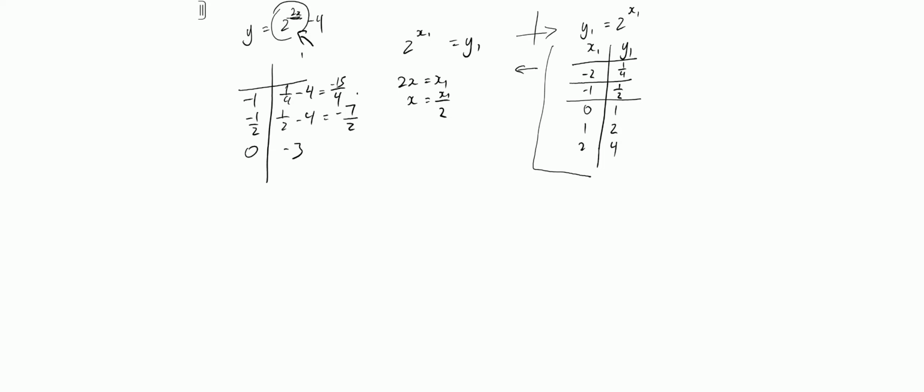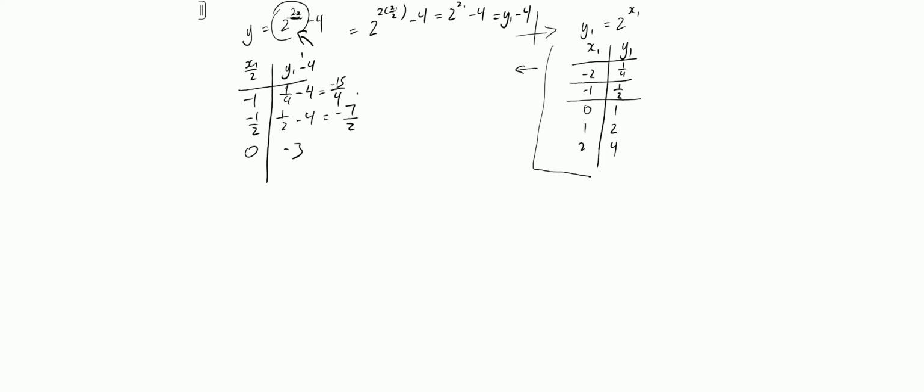Now what's a formula for y? Well, if we substitute x is equal to x1 over 2 into the equation 2 to the power of 2x minus 4, we get this is equal to 2 to the power of x1 minus 4. And 2 to the power of x1 minus 4 is the same as y1 minus 4. So the equation for y is equal to y1 minus 4.